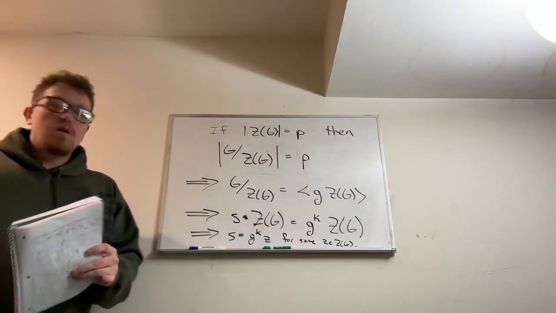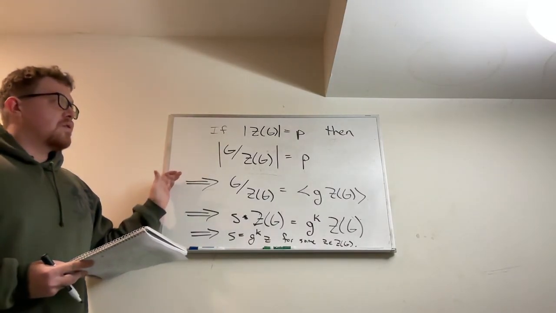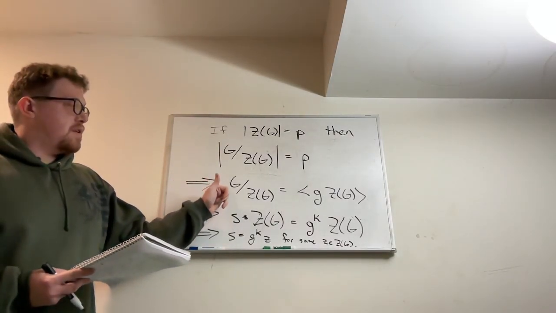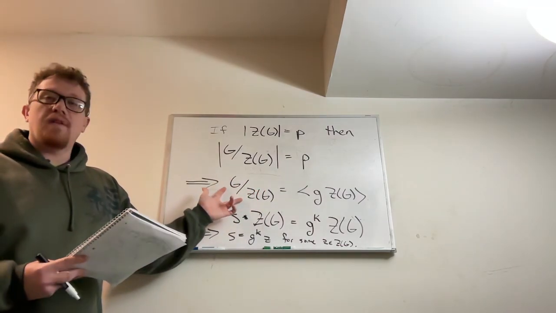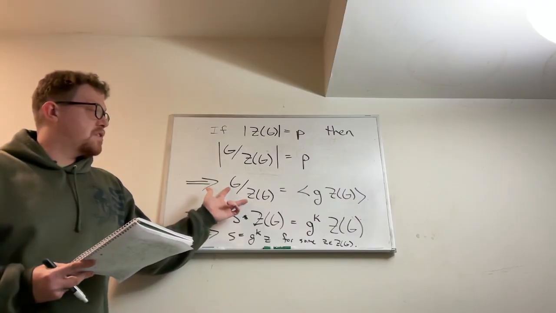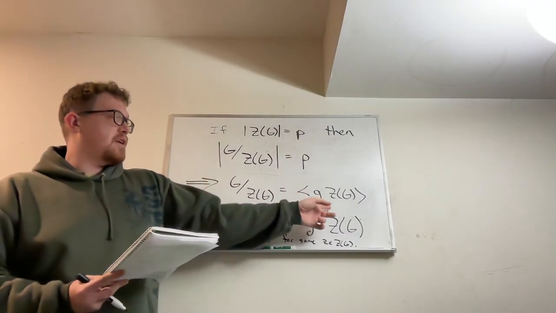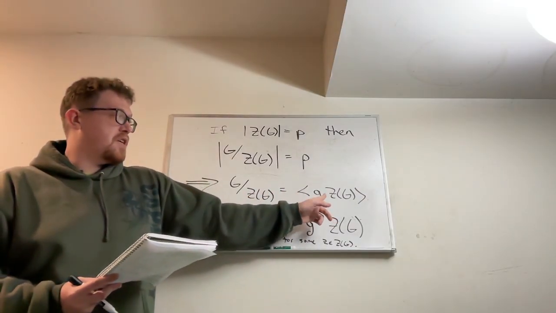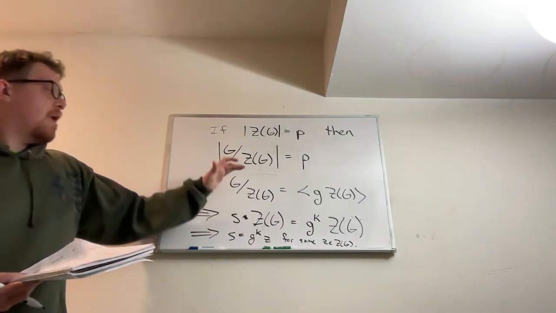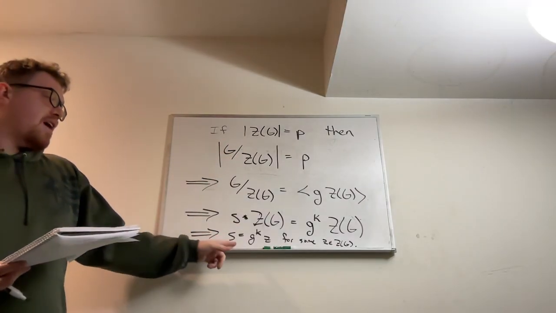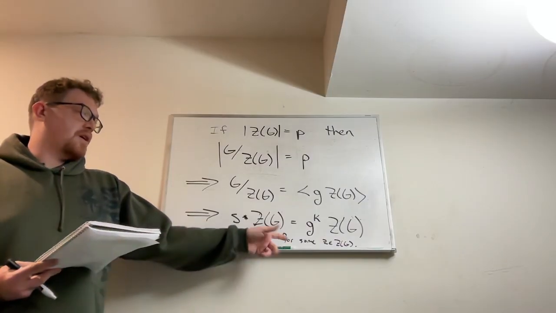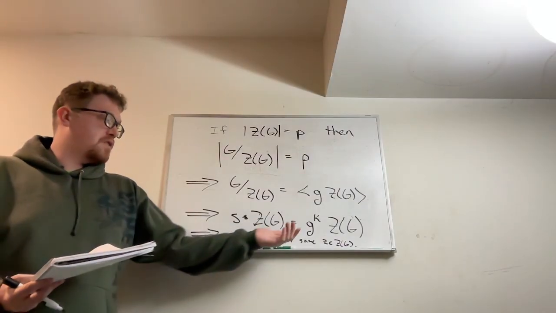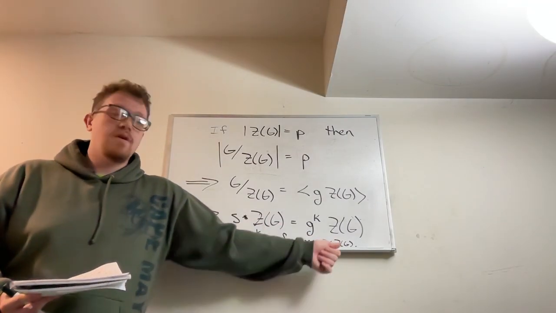Right, so essentially you can go through this argument. You can say, okay, the center has index p, therefore the group of left cosets of the center in G is cyclic. It's generated by some left coset gZ(G). And you can use this to deduce that every element of the group is actually equal to g^k z for some integer k greater than or equal to 0 and some element z in the center.